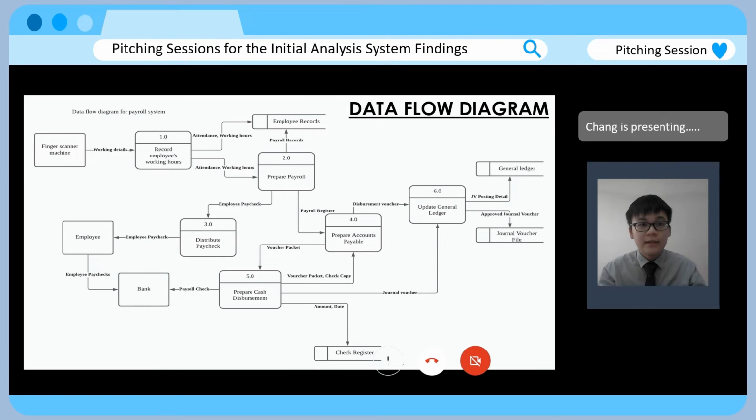Now I will be explaining the data flow diagram for the payroll system. Firstly, the finger scanner machine will provide the working details for the employee's working hours recording process. In this process, attendance and working hours data will be stored in the employee's record, and the same information will be sent to the payroll process. In the payroll process, the clerk will prepare the payroll register showing the gross pay, deduction, overtime pay and net pay, and enter this information into the employee's record.